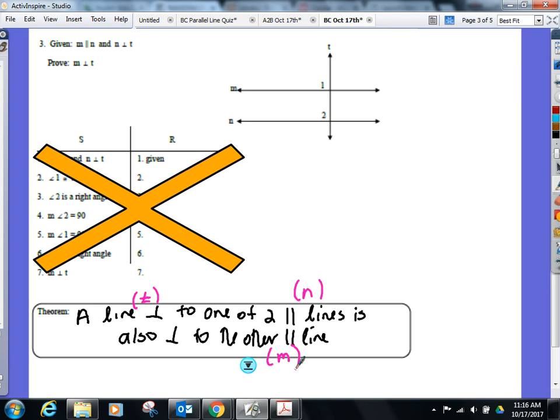Okay, so here we go. Get those three theorems out right in front of you so that you can see them, because now we're going to try out two proofs where I may need them. Okay, here we go.